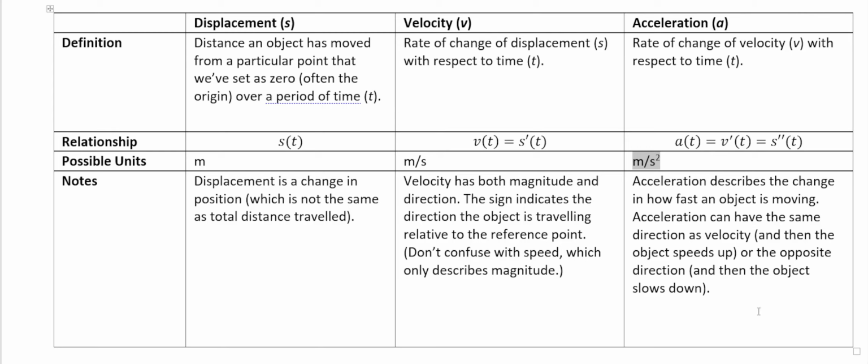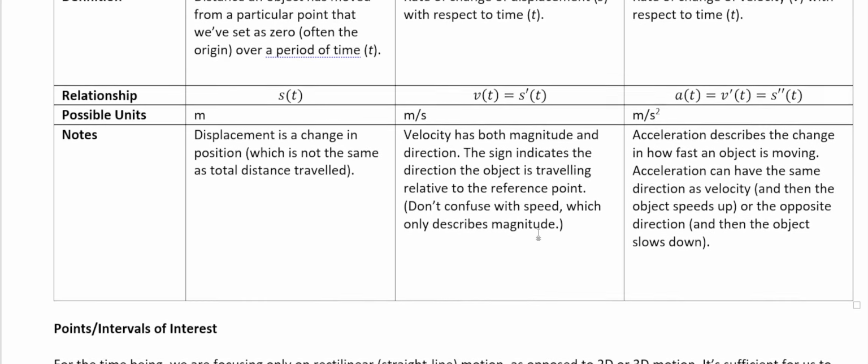It can have the same direction as velocity, and if that's the case, if it's accelerating in the same direction as velocity, then the object is speeding up. But if acceleration is in the opposite direction of velocity, then the object is slowing down. Okay, let's keep moving on.